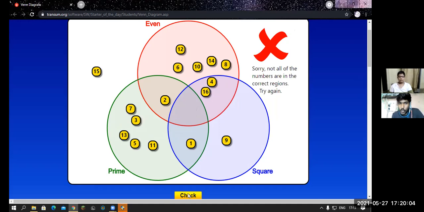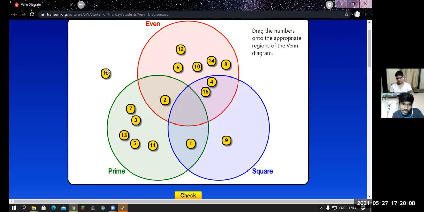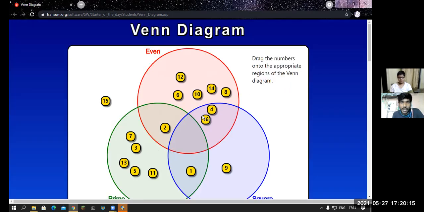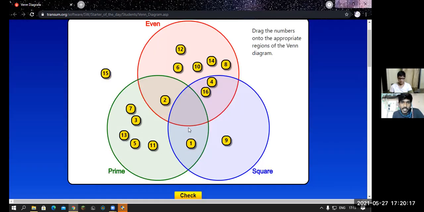15, is it prime? No. I don't think so. It's not even a square. Okay, one more. So leave it out only. Leave 15 out only. Now check. No, sir, I don't think so. Okay. Now click on check.